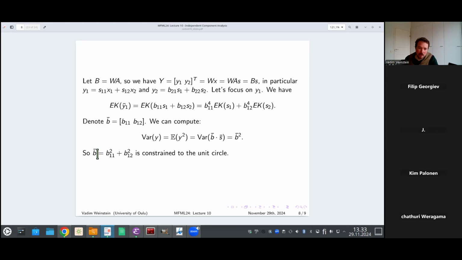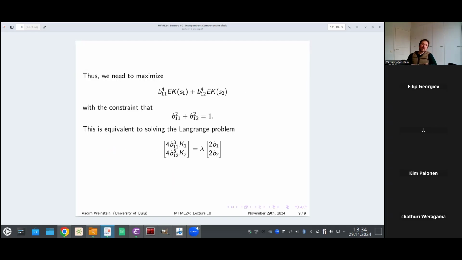Again, here's a typo. It should be squared. I'll just change this b. Let's forget this part. What I'm saying in this line is that b is constrained to the unit circle. What does that mean? It means that we're maximizing this, which is equal to the excess kurtosis of y1 with this constraint.